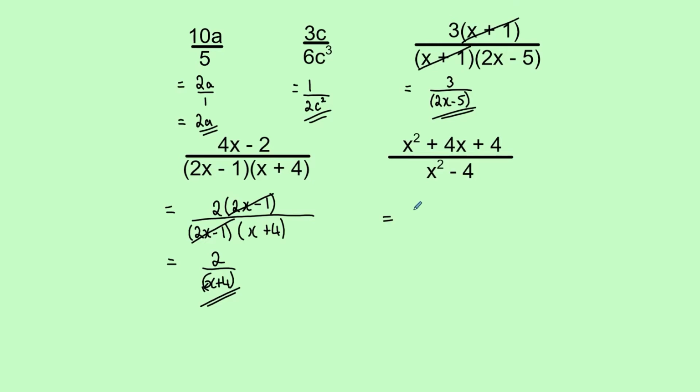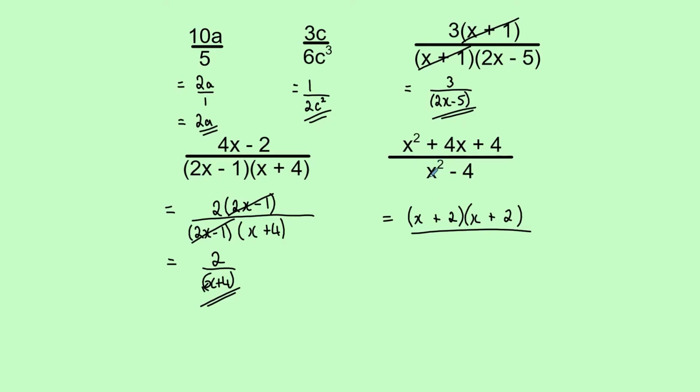Now, there's no common factor in the top line. It's not a difference of 2 squares, so it's a trinomial. And on the top, it's quite an easy one. X times x to give us the x squared, 2 times 2 to give us the 4, and a plus and a plus to give us the plus 2x and the plus 2x, which makes the plus 4x. That's how we factorise a trinomial.